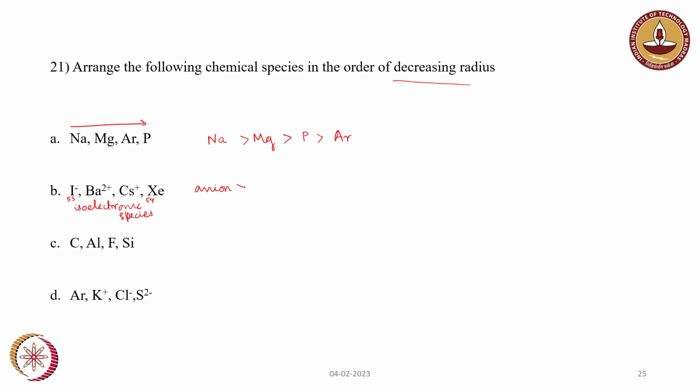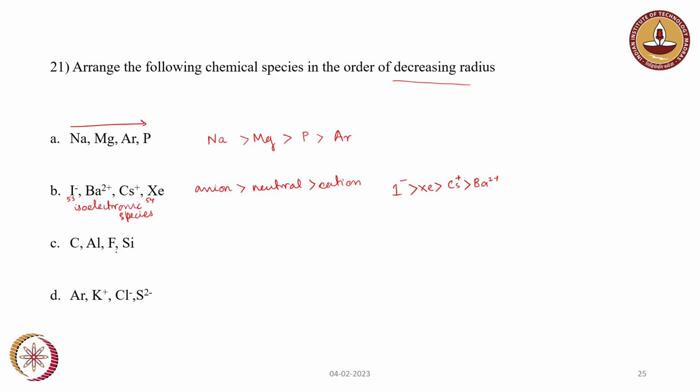Anion will be having higher radius compared to neutral and cations. So cations will be the smallest one in isoelectronic species, and as the charge of the cation increases, size will be decreasing. So in this one, barium 2 plus will be the smallest one, then cesium, then xenon, then iodide.